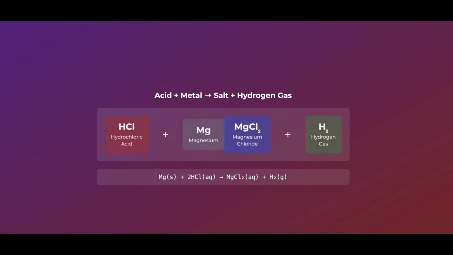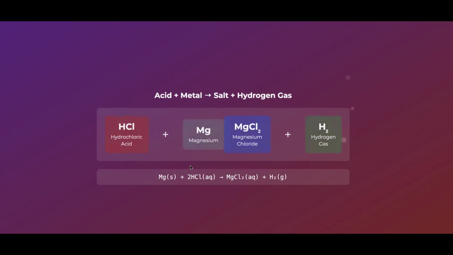When acids react with metals, they produce salt and hydrogen gas. So any acid plus a metal, like magnesium for example, forms salt and hydrogen gas. This is a type of single displacement reaction. The general equation is that acid reacts with metal to form salt and hydrogen gas.